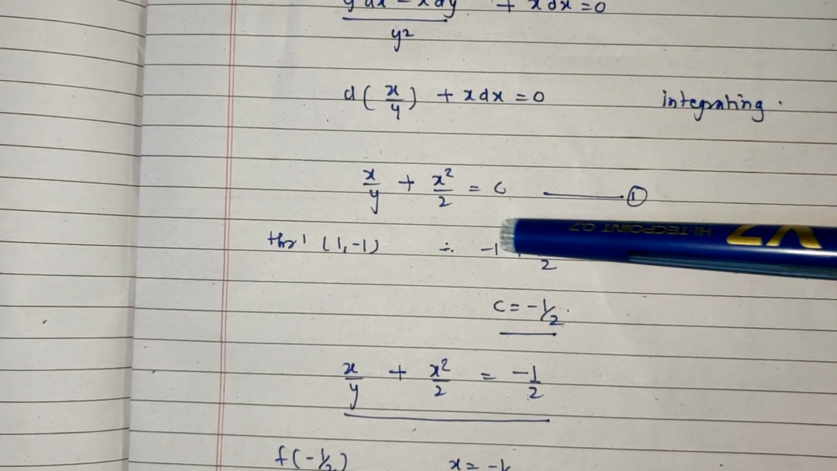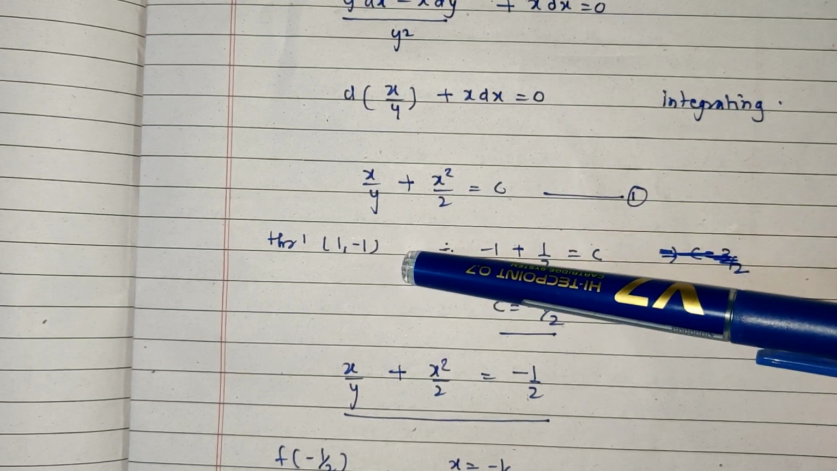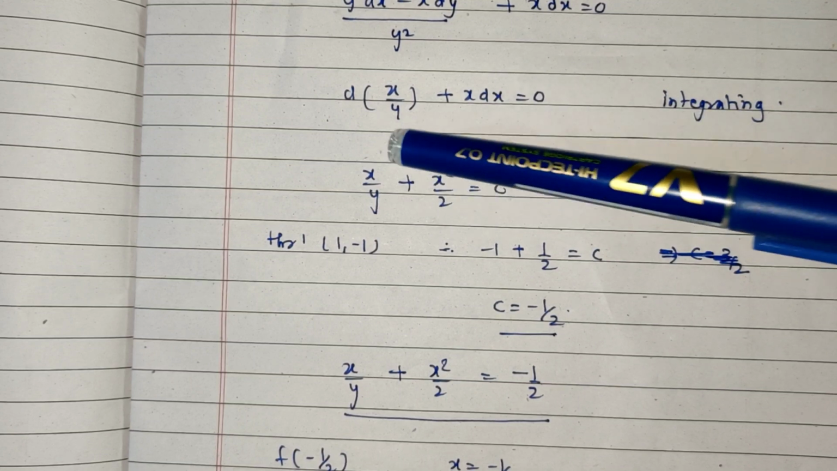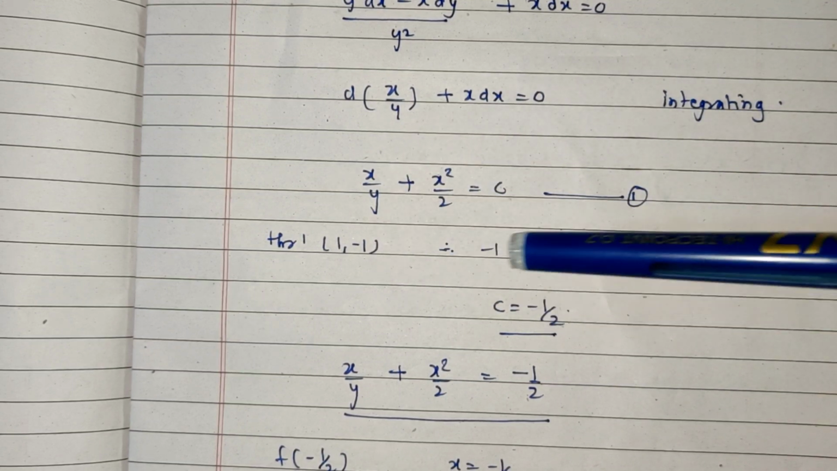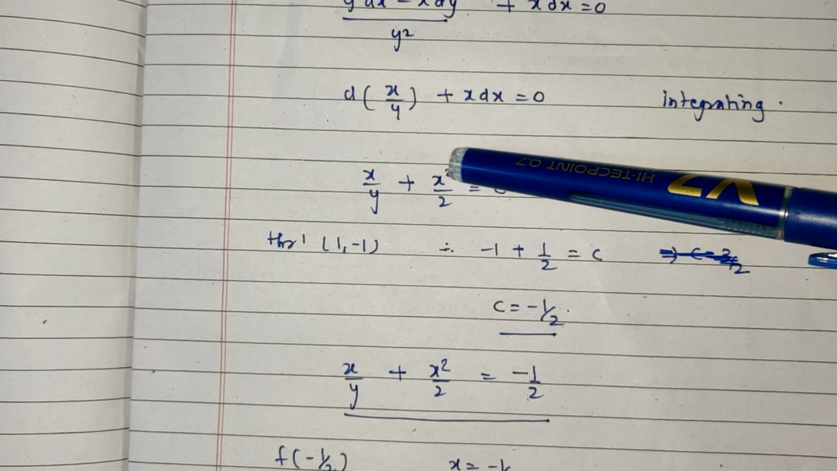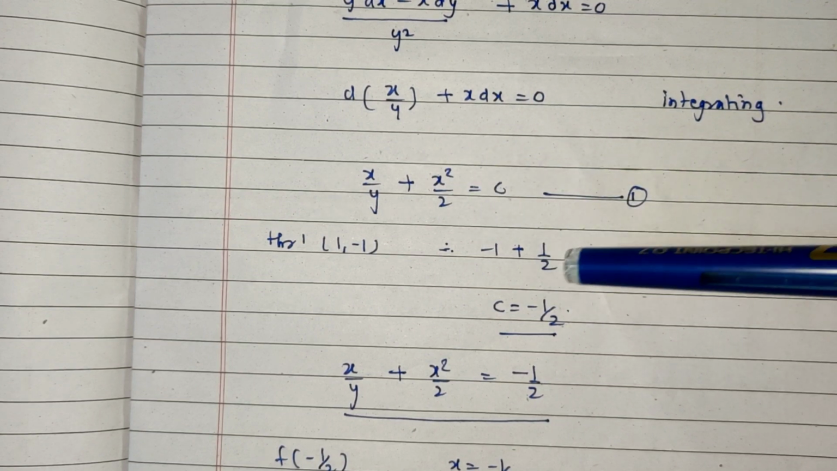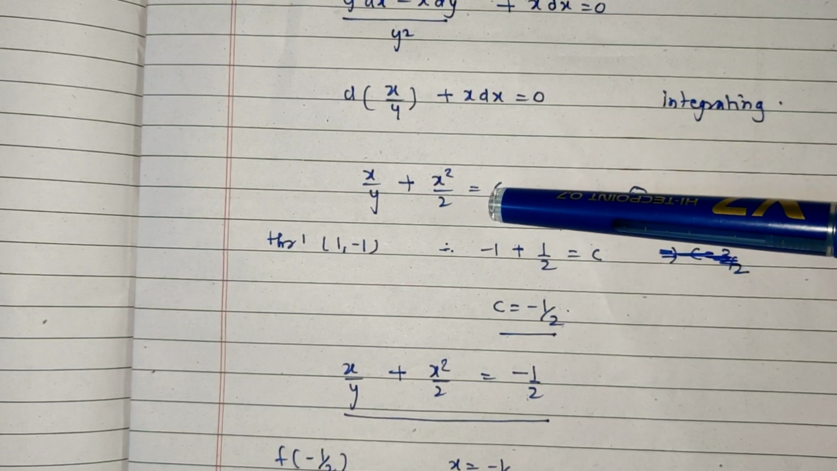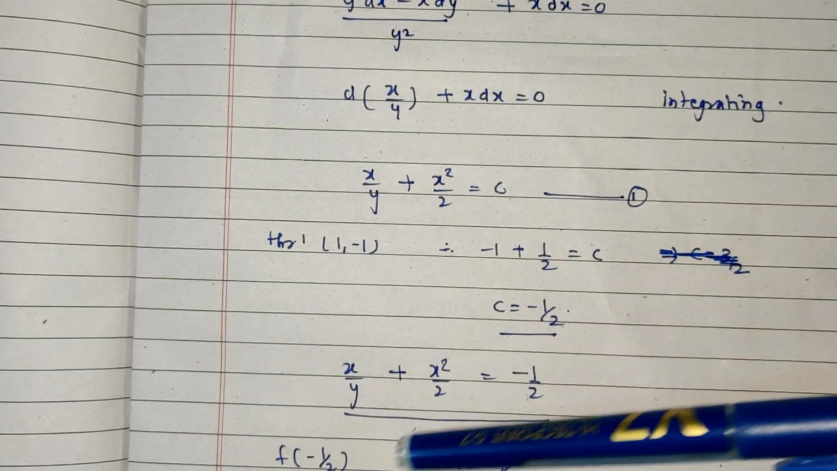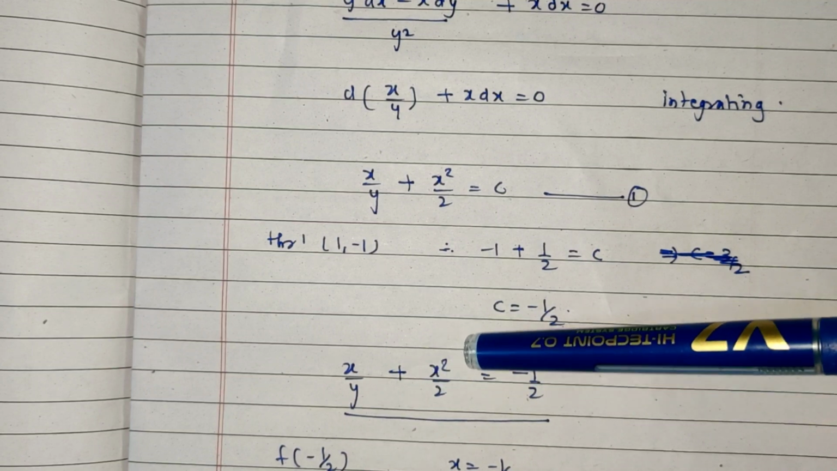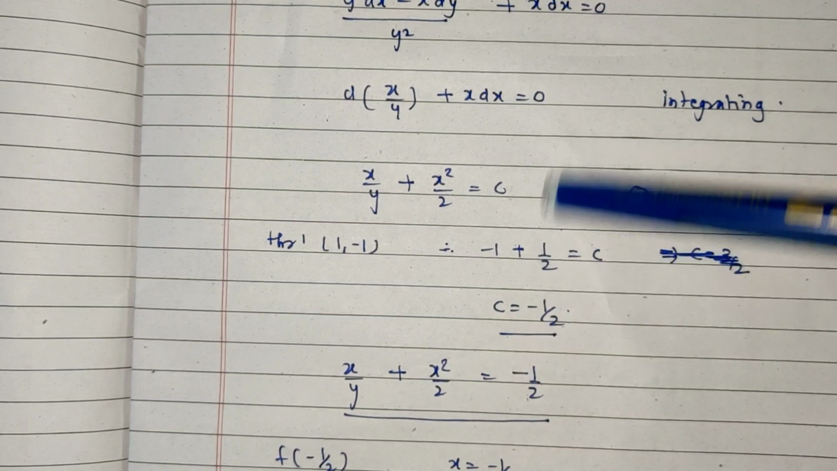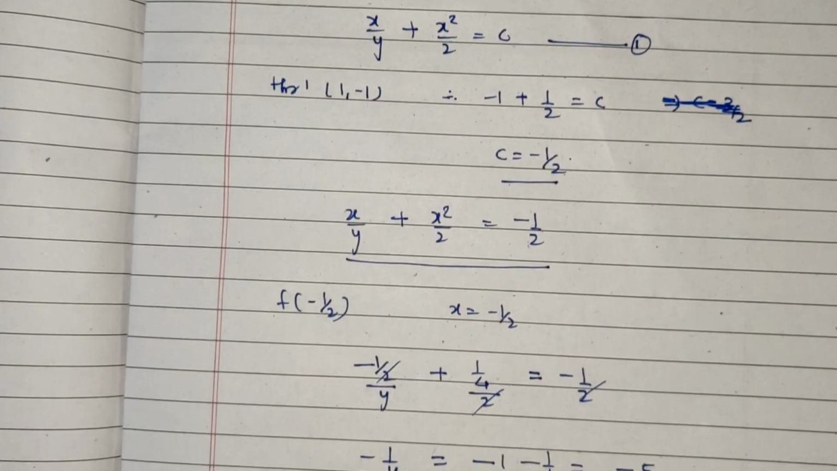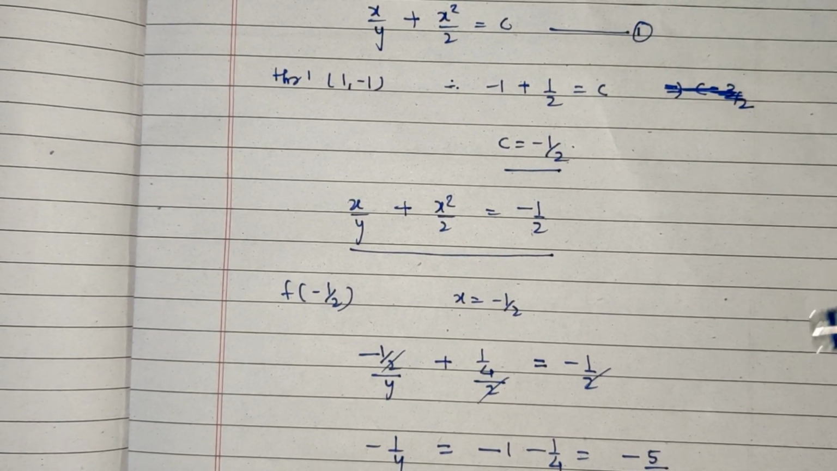Integrating this, it is x upon y plus x square by 2 plus constant c. This is the curve, and this curve is passing through the point (1, -1). From that you can get the value of this constant c. Substitute x is 1, y is -1: it is -1 plus 1 by 2 plus c. So you are getting c is equal to -1 upon 2. Substitute here, so the curve will be x upon y plus x square by 2 is equal to -1 upon 2.